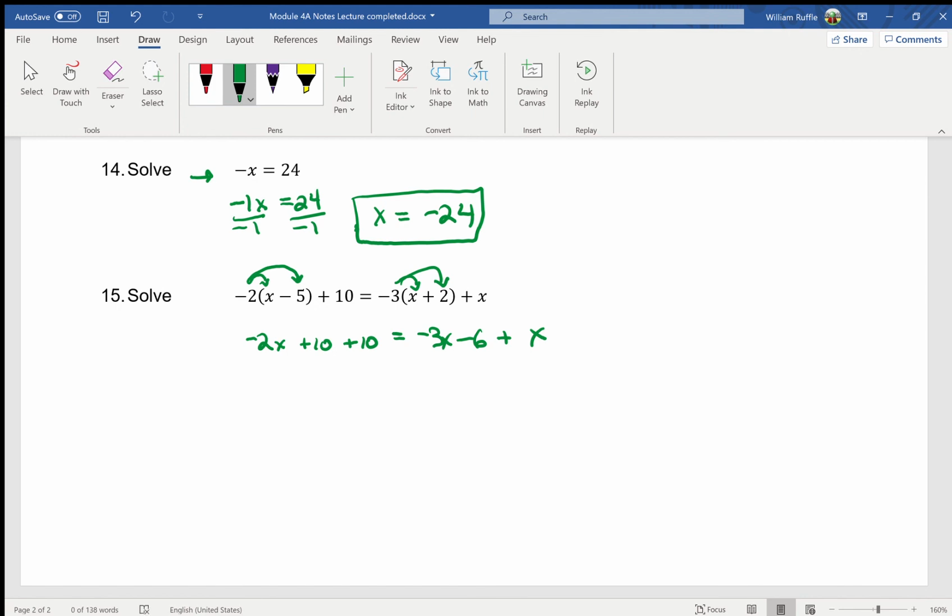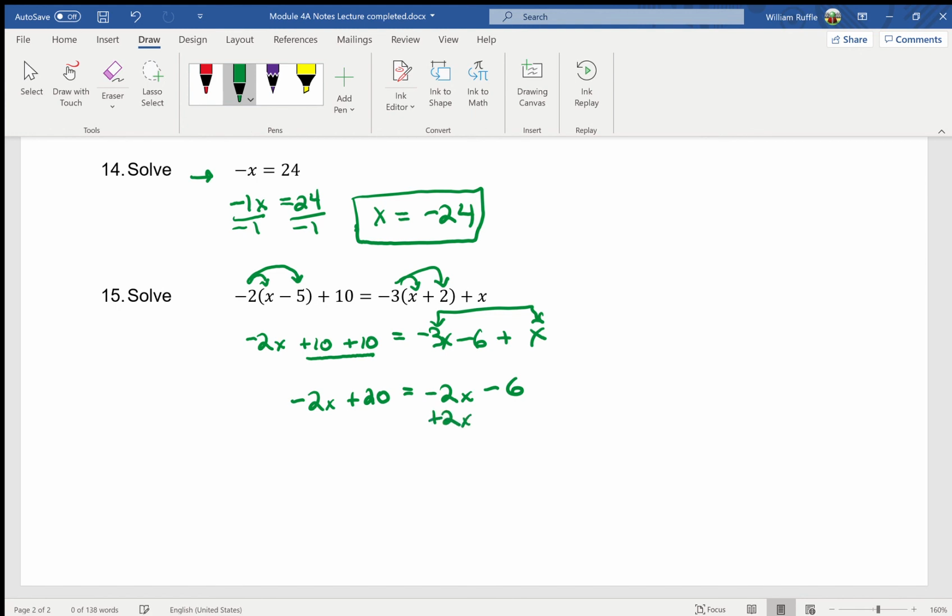And as always, I'm going to combine things on the same side. Now 10 plus 10 is on the same side, so I don't do opposite, I just add it together. So it's negative 2x plus 20. Here, the negative 3x and the x are on the same side, so I don't do anything opposite. I just add negative 3x plus x, which is negative 2x. Then I subtract 6. And as always, I try to get the x's over first.